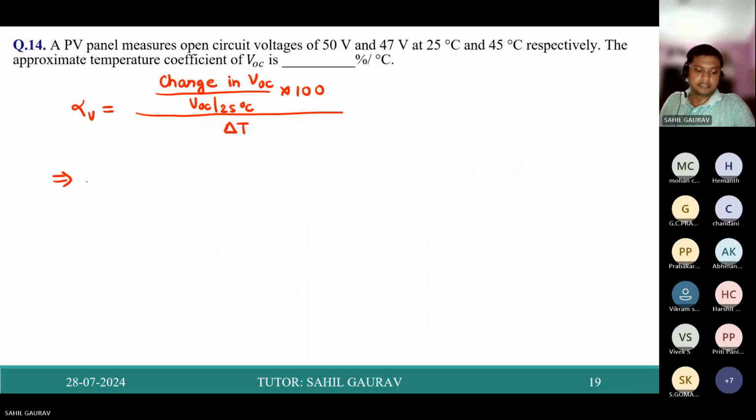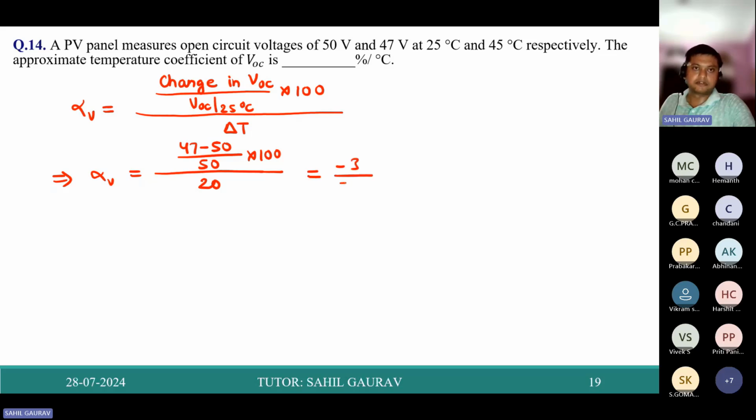So alpha V will be: change in VOC will be 47 minus 50, and VOC at 25 degrees Celsius is 50 volt, and delta T will be 20, into 100. So in the numerator it will be minus 3 upon 50 into 20, into 100. So it will give you minus 0.3 percentage per degree Celsius. So the correct answer is minus 0.3.